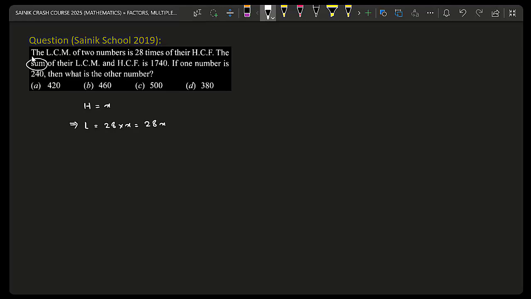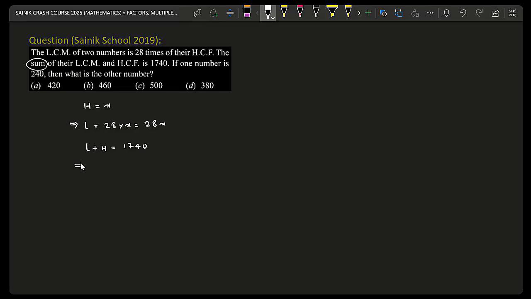Mayuk, they gave the question as the sum of the LCM and HCF, not the product. It is the sum. So we should do LCM plus HCF, okay? According to the question, LCM plus HCF they gave 1740.